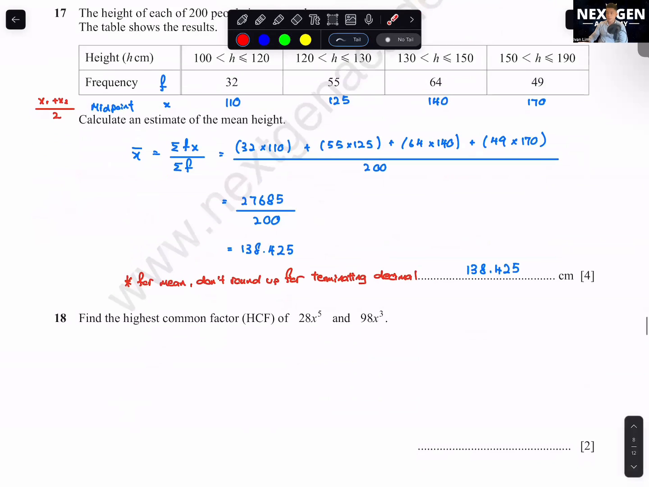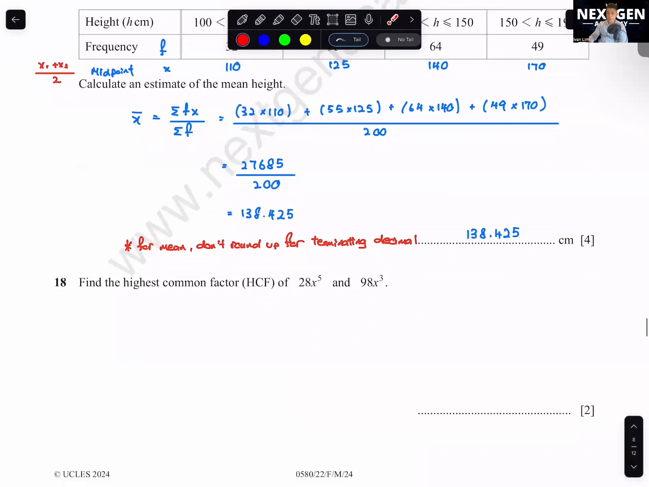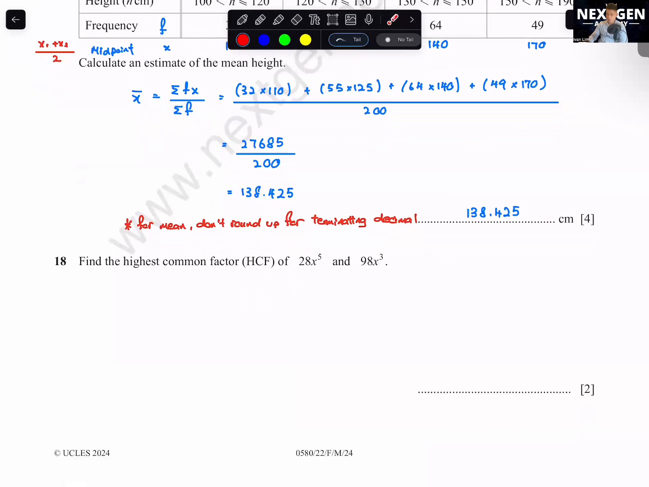Question 18. Find the HCF of 28x to the power of 5, 98x cubed. HCF, LCM, remember I like to use the ladder method, because you can solve for both HCF and LCM. In fact, I think it's the neatest way to do the question. So I'll do this, you write side by side, 28x^5, 98x cubed.